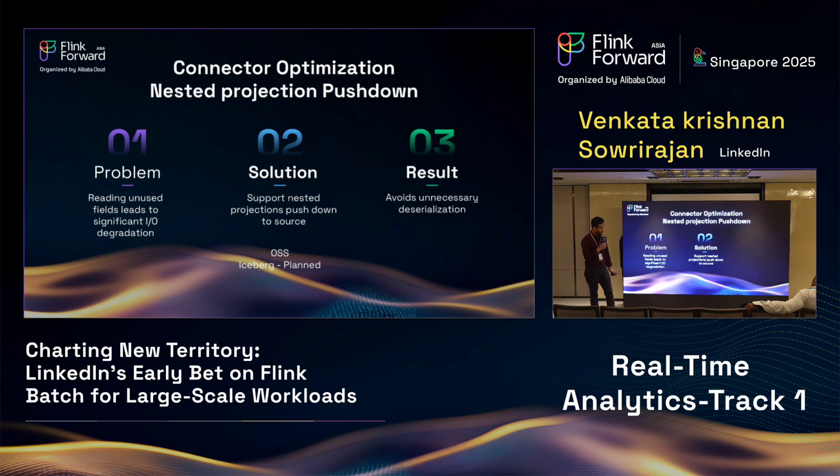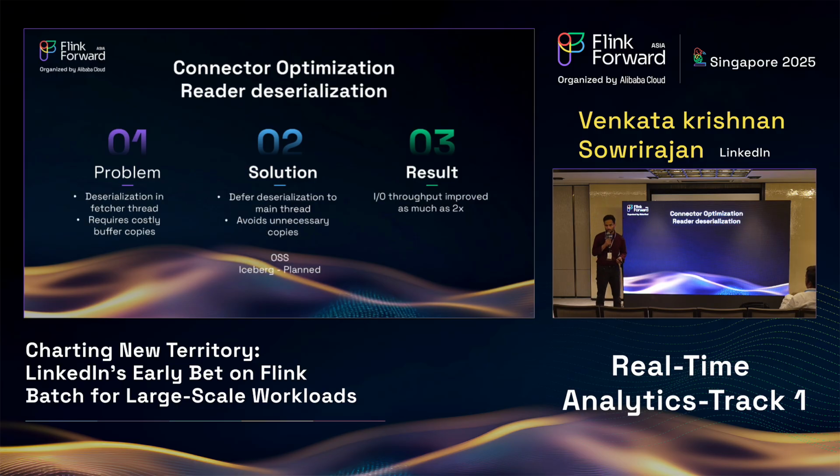In this case, Flink had support for nested projection pushdown, but the Iceberg connector itself didn't have it. So we had to add support for nested projection pushdown at the connector layer to avoid this unnecessary deserialization and projecting out the unused columns at a later point. We are planning to contribute this back to Iceberg in the future, but this gave an additional boost to the overall throughput, along with the nested filters pushdown.